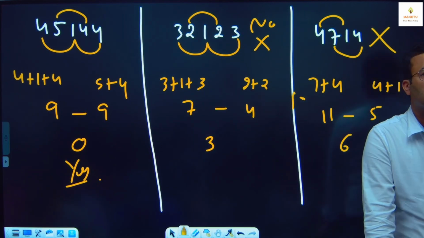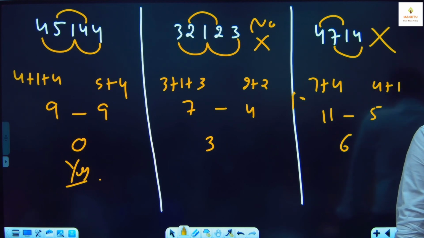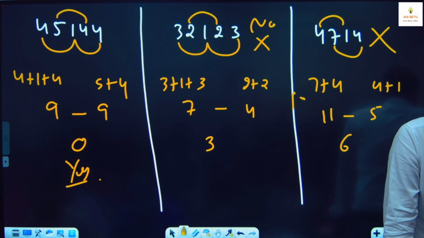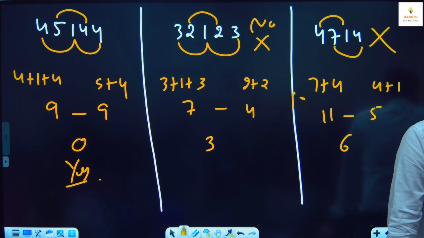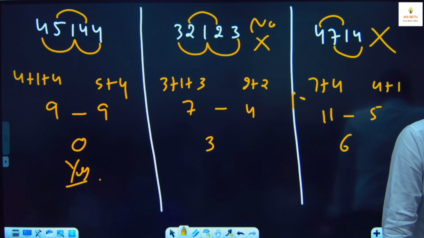Divisibility of 11. If the difference of the sum of odd place and even place digits in the given number is 0, 11 or a multiple of 11, then the given number is divisible by 11. Otherwise not.